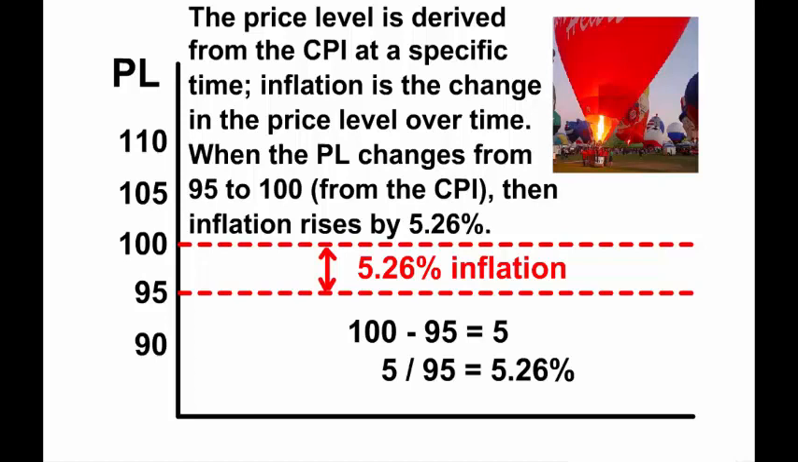When the PL changes from 95 to 100 from the CPI, then inflation rises by 5.26%. How did I get that number? I took the difference between the two CPIs, 100 minus 95, which is 5. I took the 5 and divided it by the original CPI of 95 to get the inflation rate of 5.26%. So the price level is at a specific time. The inflation, though, is the change in price level over time.